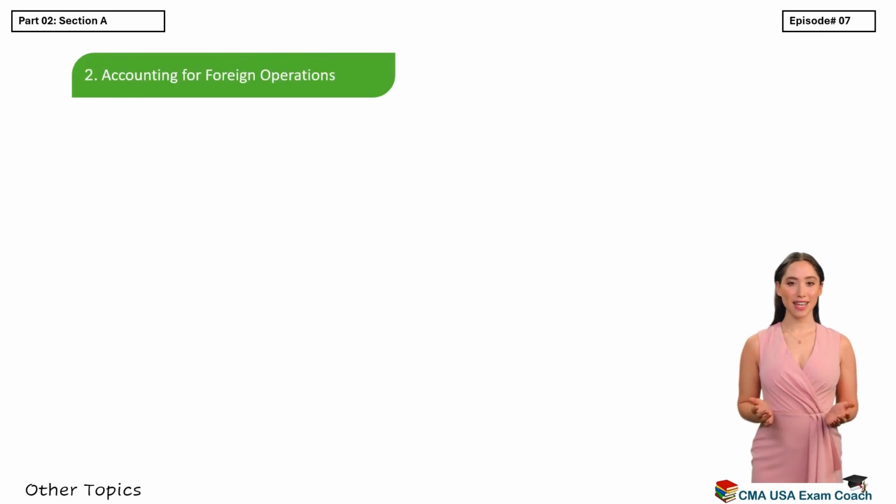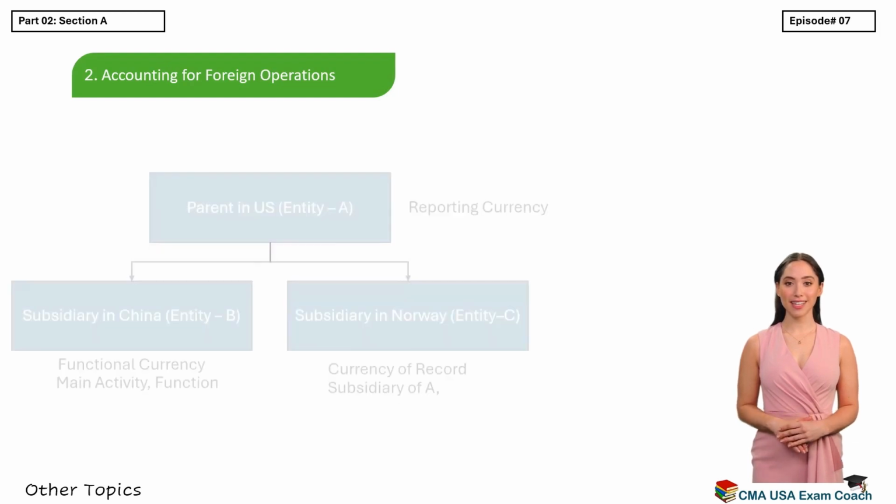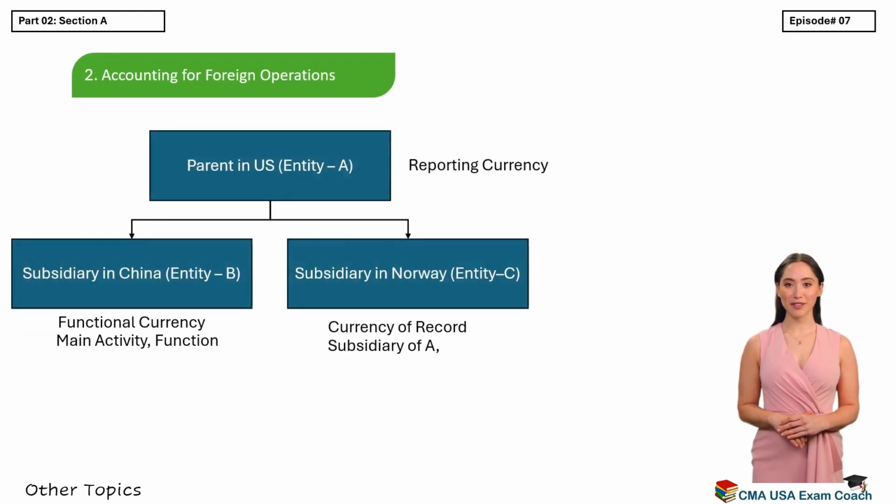Now, let's discuss accounting for foreign operations with a practical example. When a company operates internationally, it often owns subsidiaries in different countries. For financial reporting, the parent company must consolidate all operations into one final report, usually in its own home currency. Let's understand some important terms with an example. Parent company. The parent company is based in the United States, so its reporting currency is the US dollar, USD.